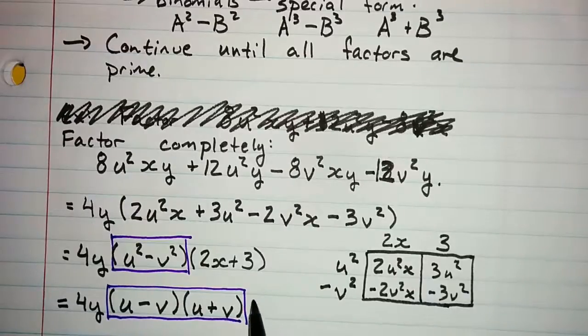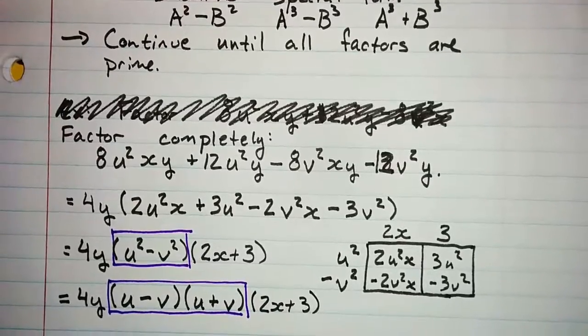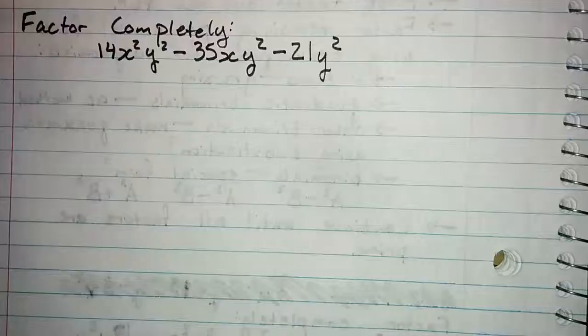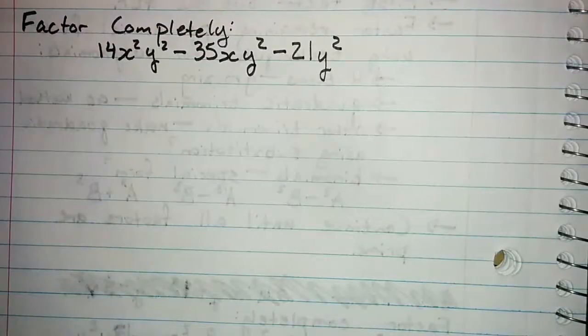And we can't forget our 2x plus 3 factor. Can we factor any further? Well, no. These binomials, none of them is a special form. So we're finished. I'm going to give you one of these to try. Factor this trinomial completely. Pause the video and try this now.